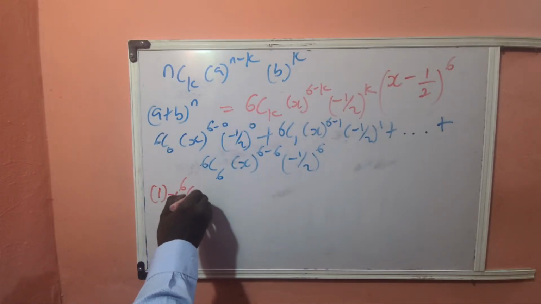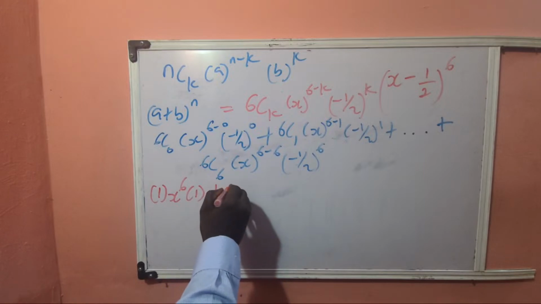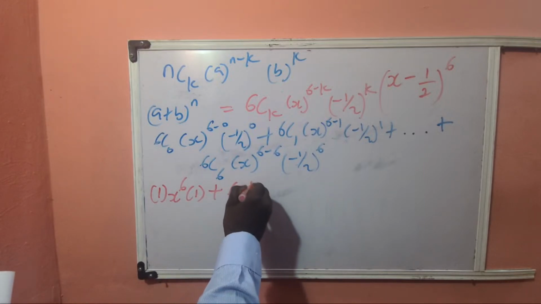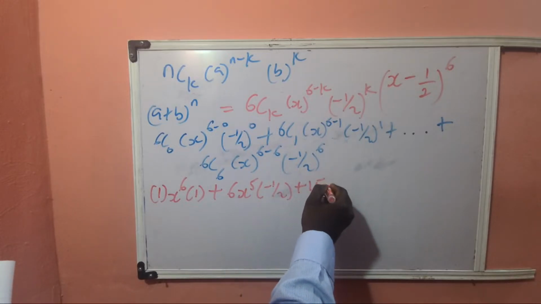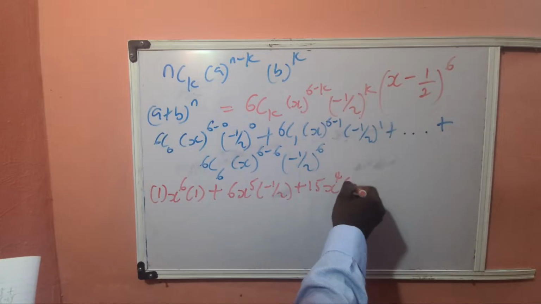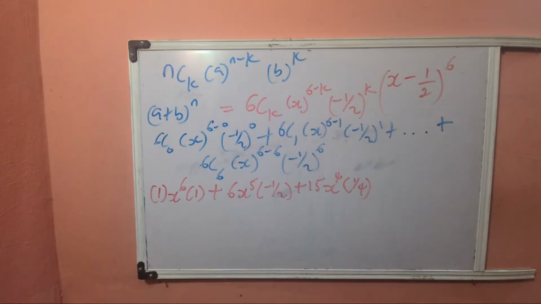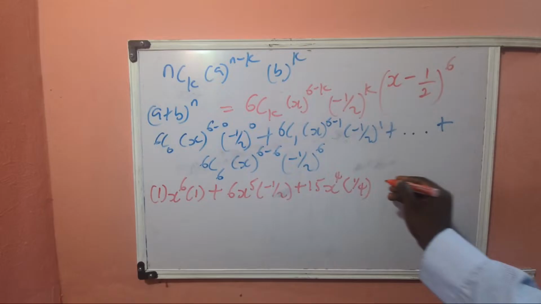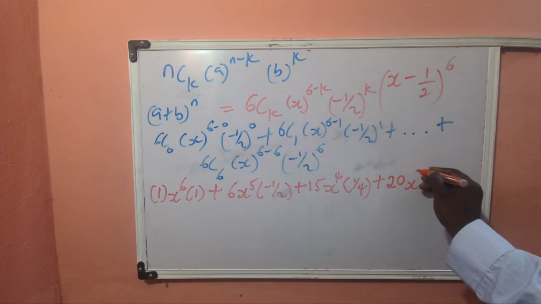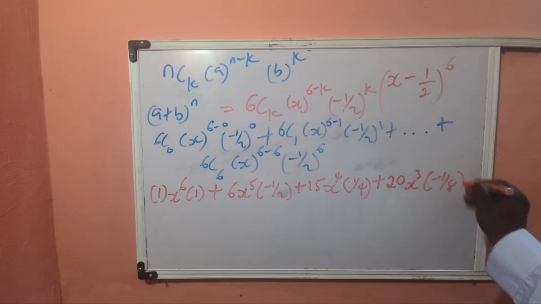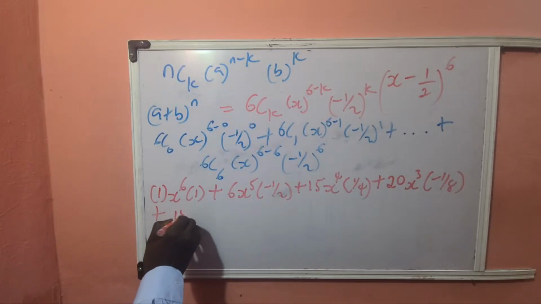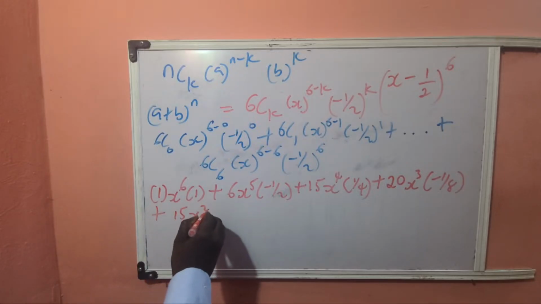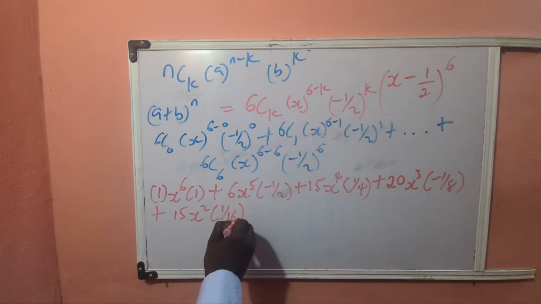So one of the first things you will see is that your very first term will be 1 times x raised to the power 6, plus 6 x raised to the power 5 times minus 1 over 2, plus 15 x raised to the power 4 times 1 over 4, then plus 20 x raised to the power 3 times minus 1 over 8, then plus 15 x squared times 1 over 16.